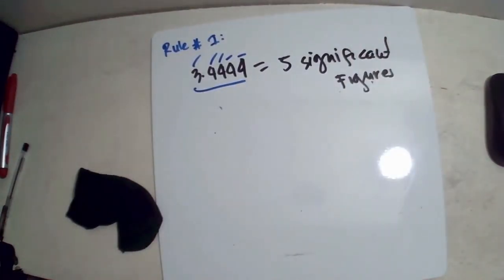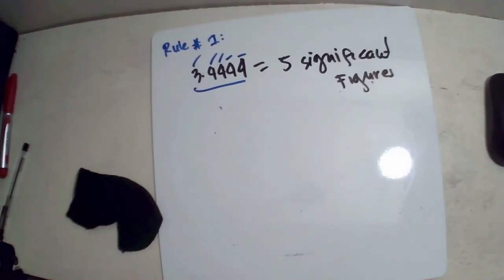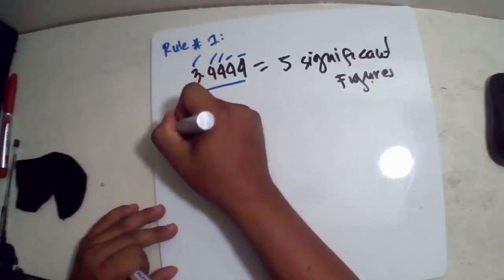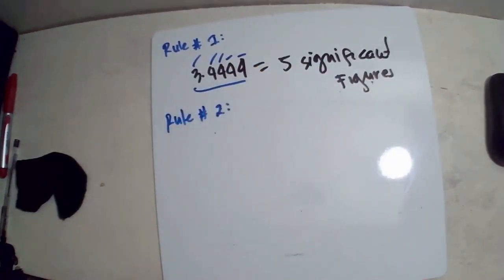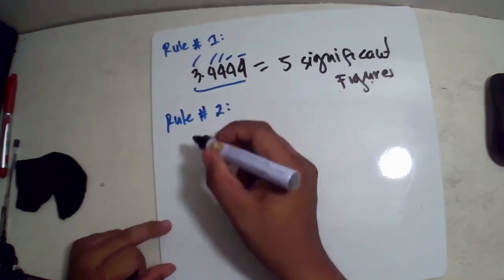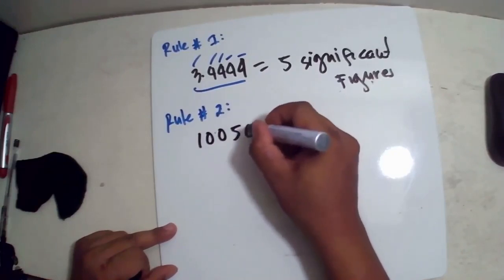Let's go to rule number 2. Rule number 2: all zeros between non-zero digits are significant. What do we mean by that? For example, I have this series of numbers, 100503.